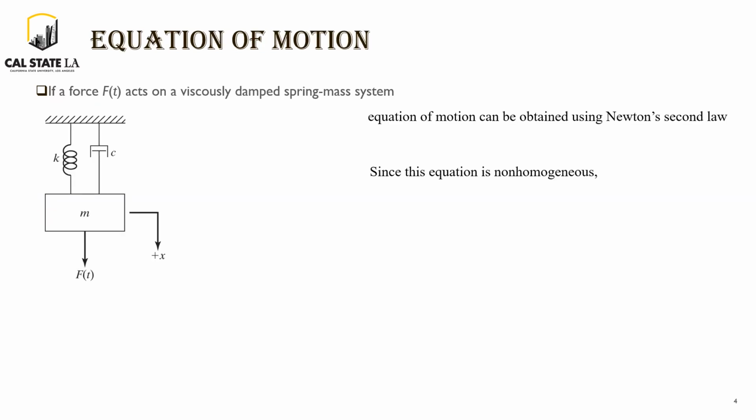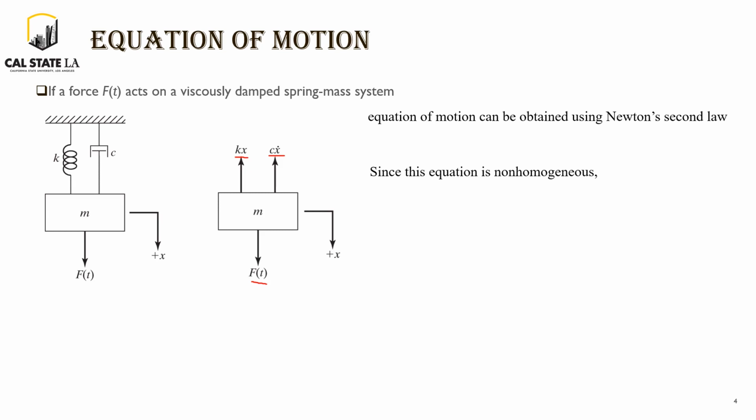Let's start by looking at this general spring mass damper system, where a force is applied on this mass, which is F(t). We already learned the equation of motion of this system can be obtained by using Newton's second law. Before writing the equation, we need to do the force analysis. The mass m is subject to three forces: the spring force kx and the damper force c times x dot, and also the externally applied force F(t).